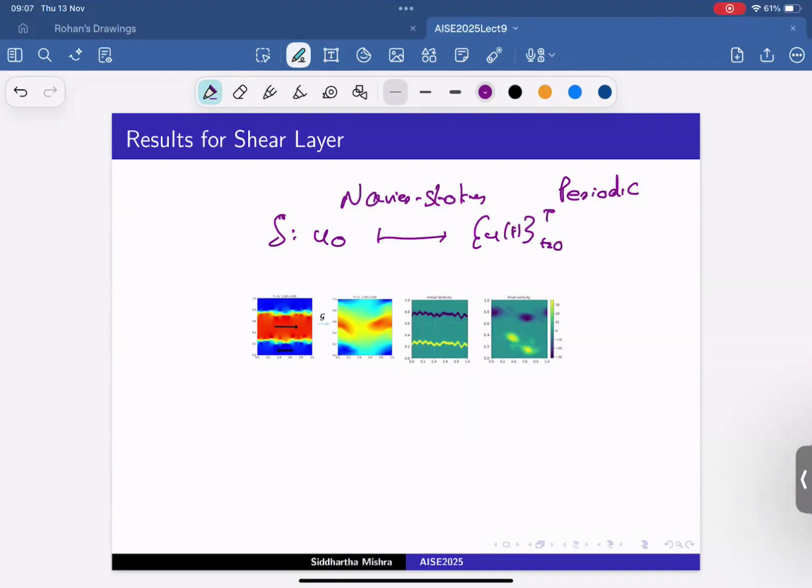Yes? Can we put the slides full screen? Oh yeah. It isn't full screen? Yeah. That was strange. Okay, never mind.